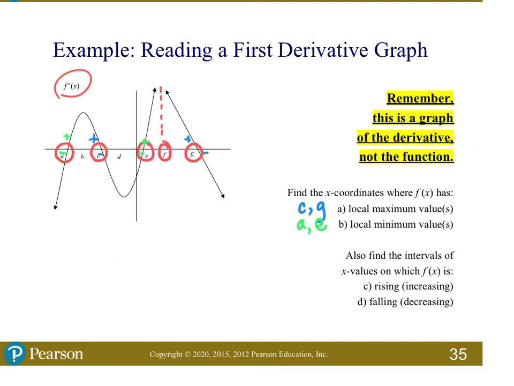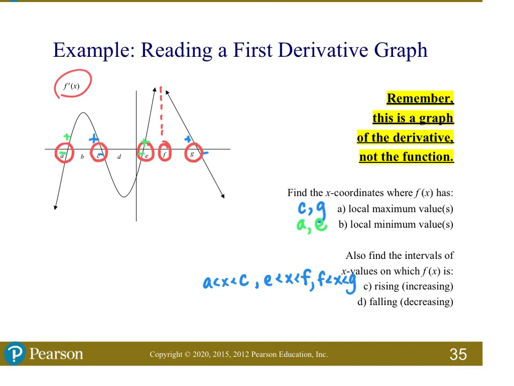And now I want to identify values at which the original function is increasing. The definition of increasing means that the first derivative is positive. If the first derivative is positive, the graph I'm looking at must be above the x-axis. So it is entirely above the x-axis from A to C. It is again above the x-axis from E to F. And then finally, it's above the x-axis from F to G.